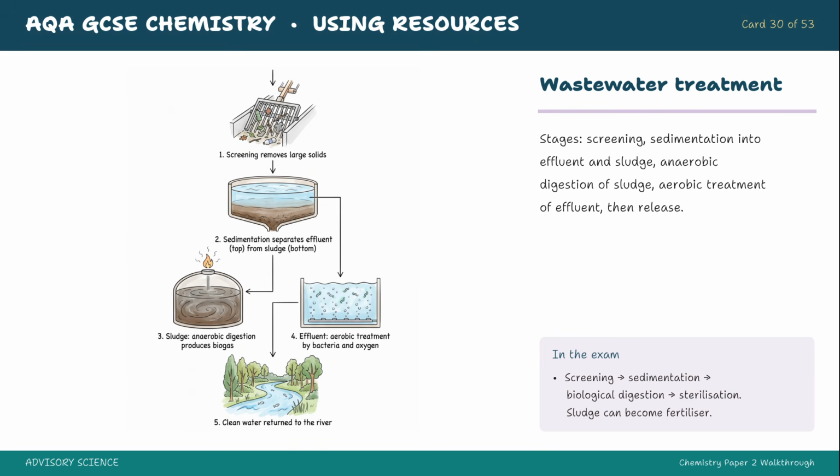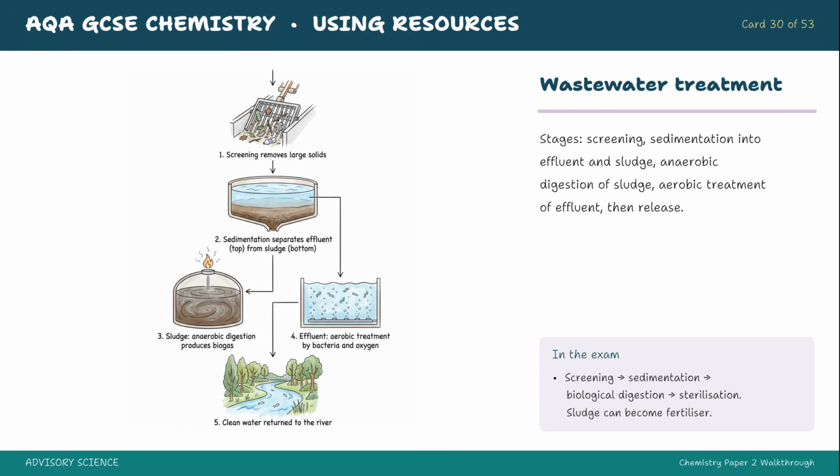Wastewater treatment. Large amounts of wastewater are produced by homes, sewage, agriculture, and industry, and this must be treated before it safely returns to the environment. The treatment happens in stages. First, screening removes large solids and grit. Next, sedimentation lets the waste settle in a large tank, separating into a liquid called effluent on top and a solid sludge at the bottom.